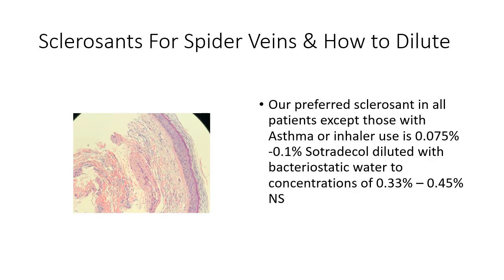Our preferred sclerosant in all patients except those with asthma or inhaler use is 0.075% to 0.1% Sotradecol, diluted with bacteriostatic water. When these dilutions are made, the concentration of 0.1% Sotradecol is half normal saline. The concentration of 0.075% Sotradecol is 0.33% normal saline. This will become evident when we show you how we do our dilutions.